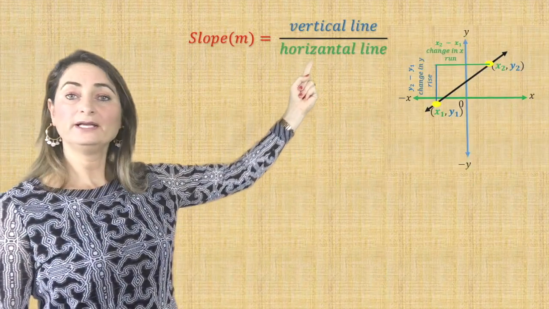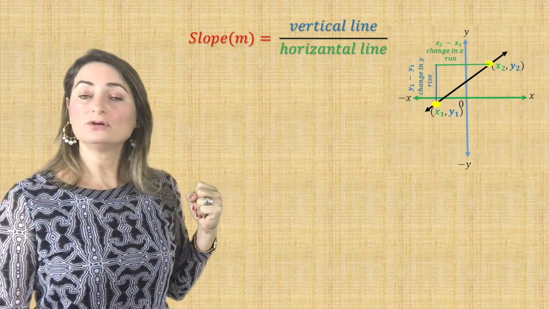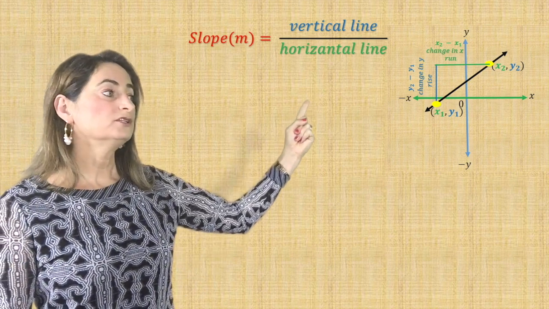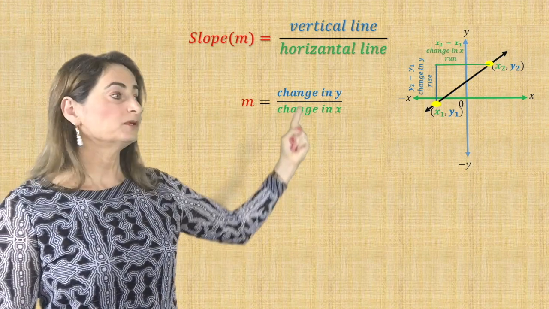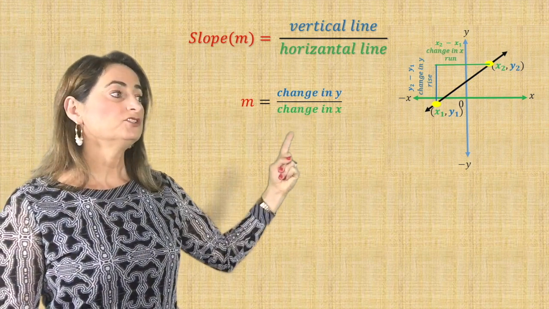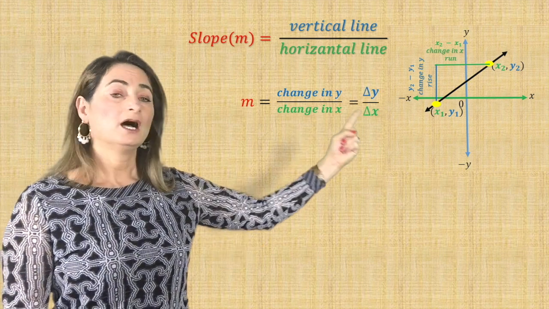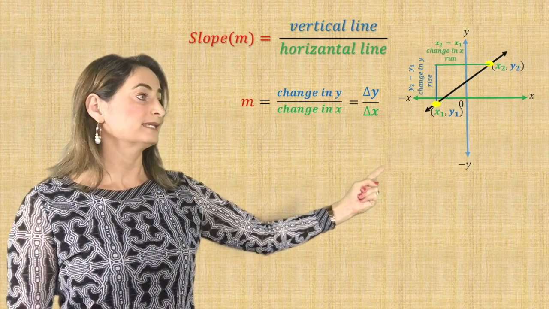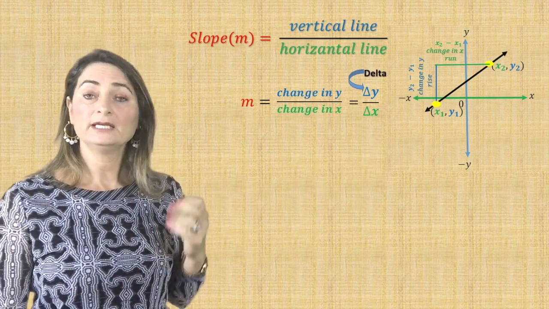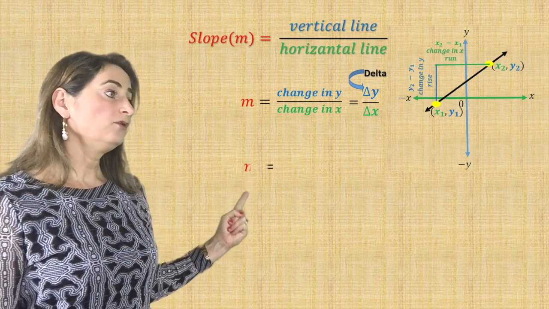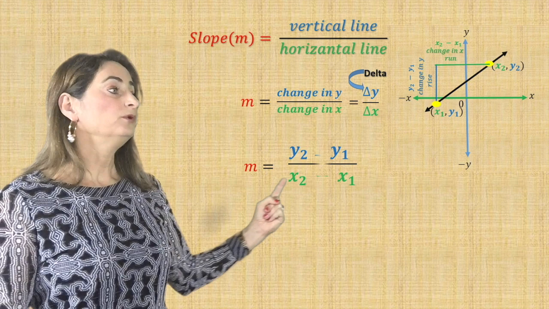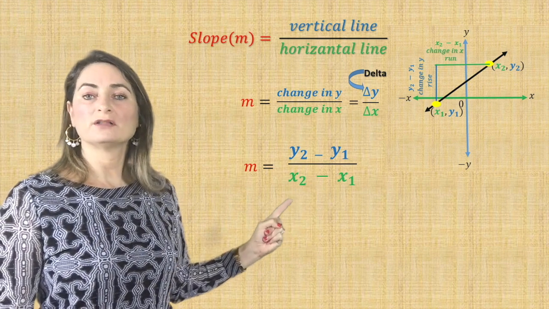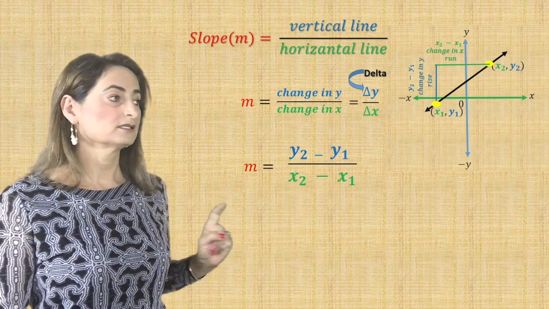Slope, we talked about it. It's the ratio of the vertical line divided by the horizontal line. And the letter m represents the slope. So m equals the change in y divided by the change in x, because the change in y is the vertical line and the change in x is the horizontal line. Now, we use symbols sometimes, so we can write delta y divided by delta x. That triangle is called delta, and delta means change. Another way, m, the slope, equals the difference between the y's divided by the difference between the x's, because those are the change in y divided by the change in x.